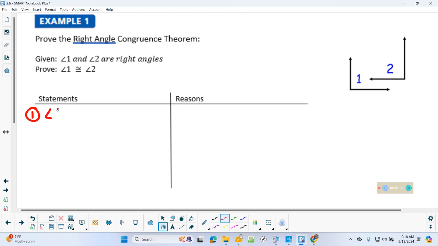So fill in our given. Angle 1 and angle 2 are right angles. Ooh, I might fit it in one line. Look at me go there. My handwriting's getting smaller.